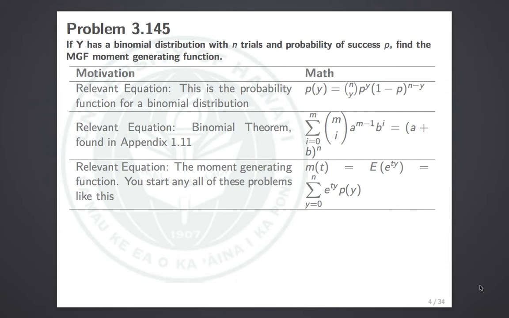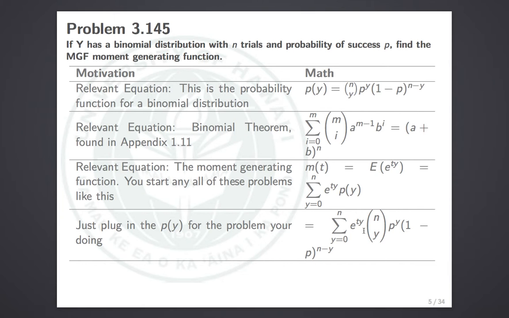You start off with m(t) equals the expectation value of e to the ty, and that is defined as the summation of e to the ty times the probability. Now, this is consistent for everybody, for whichever distribution you're trying to find. What you put in here for p(y), you could put in the p(y) for a binomial distribution or a geometric distribution, or various other things. That's when the problem changes.